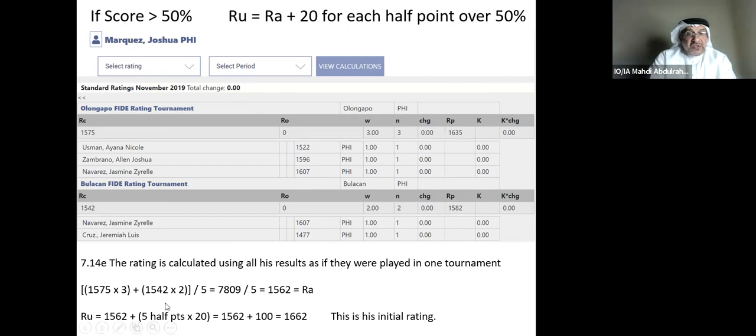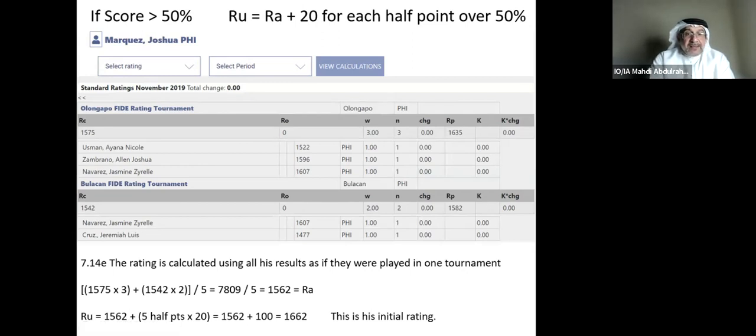So average rating of players will be 1562. So this is rating average of the opponent, 1562. Now our formula here, in the top. So that formula said RU equal RA. So rating average 1562. If you go down to the bottom, you find RU equal 1562, which is rating average.